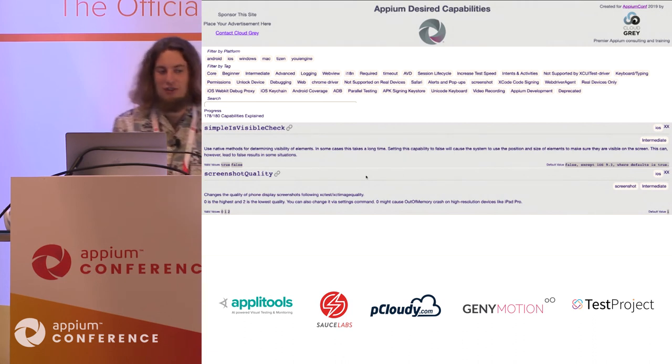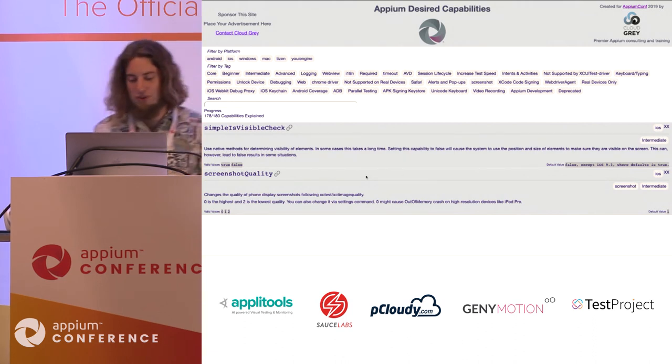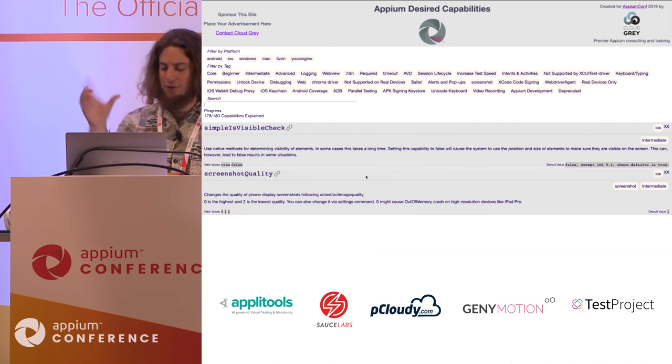Screenshot quality is just how nice you want the screenshot to be. So 0 is high quality and 2 is low quality.